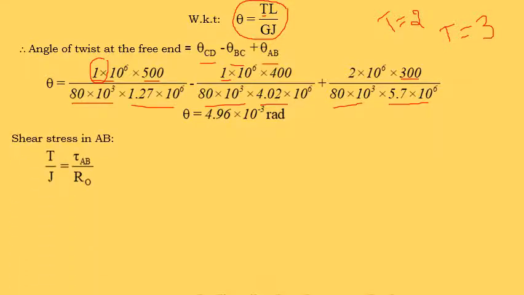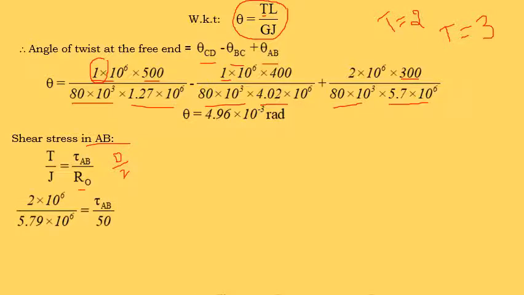Next, to find the shear stress induced in each portion, let us consider the portion AB. This is the general torsional equation: T by J is equal to tau AB divided by R naught. Since this is a hollow shaft, we have to use R naught, where R naught represents the outer diameter by 2.